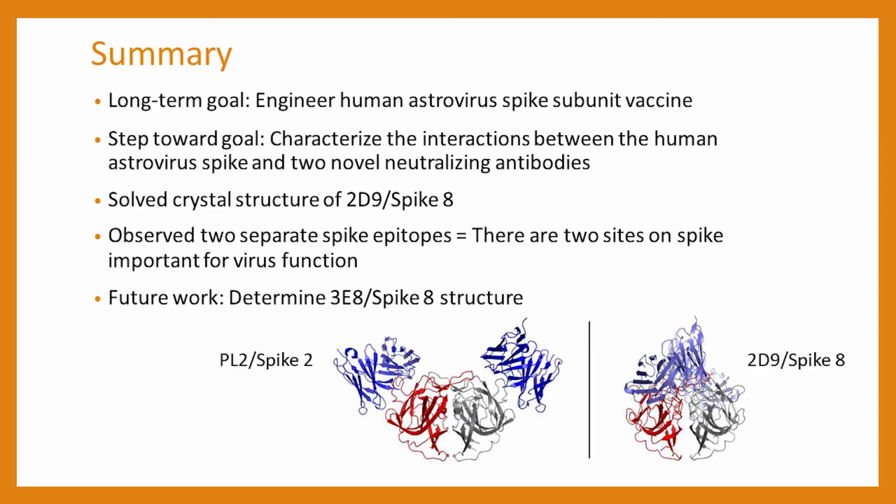So in summary, we're trying to lay the groundwork for a human astrovirus spike subunit vaccine by characterizing interactions between the spike and neutralizing antibodies. I've solved the crystal structure of antibody 2D9 bound to spike 8, and in comparison with a previously solved structure, we have observed 2 separate spike epitopes.